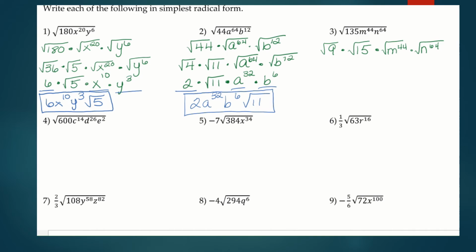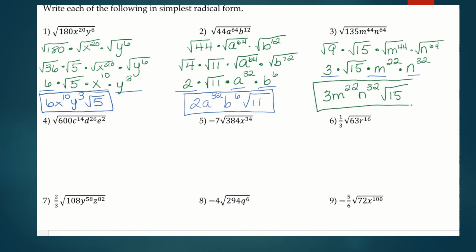Okay. All right, so simplifying. Square root of 9 is 3. The square root of 15 is nothing super nice, so we're going to leave that as the square root of 15. The square root of m to the 44th power, cut 44 in half, m to the 22nd. The square root of n to the 64th power, cut 64 in half, you get 32. Take everything outside the square root. Write those first. Make sure your variables are in alphabetical order with your square root at the end. And this is how we simplified the square root of 135, m to the 44th power, n to the 64th power. All right, on to number 4.